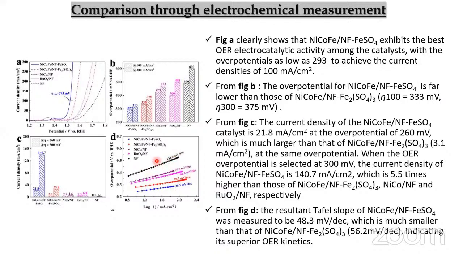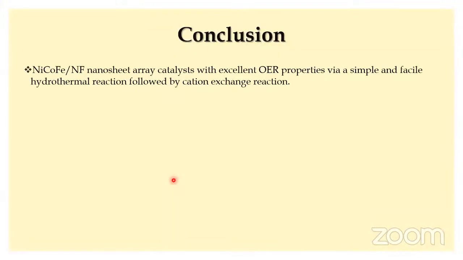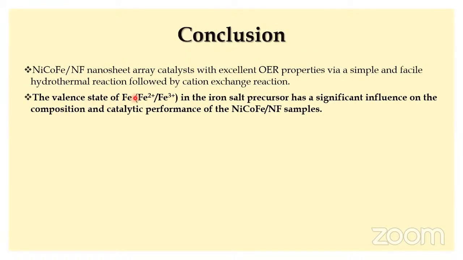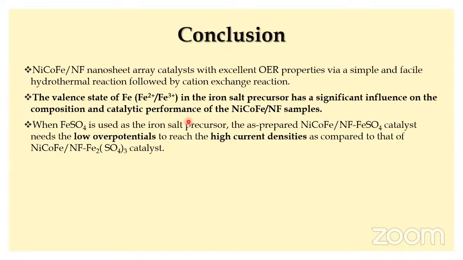So all these experimental evidences lead us to the conclusion that if we use NiCo-Fe-NF-FeSO4 as a precursor, then we will get the highest oxygen evolution reaction catalytic activity as compared to Fe3. This is the effect of the iron valence state. Now, to conclude, we prepared the NiCo-Fe-NF nanosheet array catalyst with excellent oxygen evolution reaction properties. The valence state we discussed, Fe2 and Fe3, in the iron salt precursor has a significant influence. When Fe2 is used as a salt precursor, the prepared catalyst needs low overpotential and high current densities, which we want in this scenario.